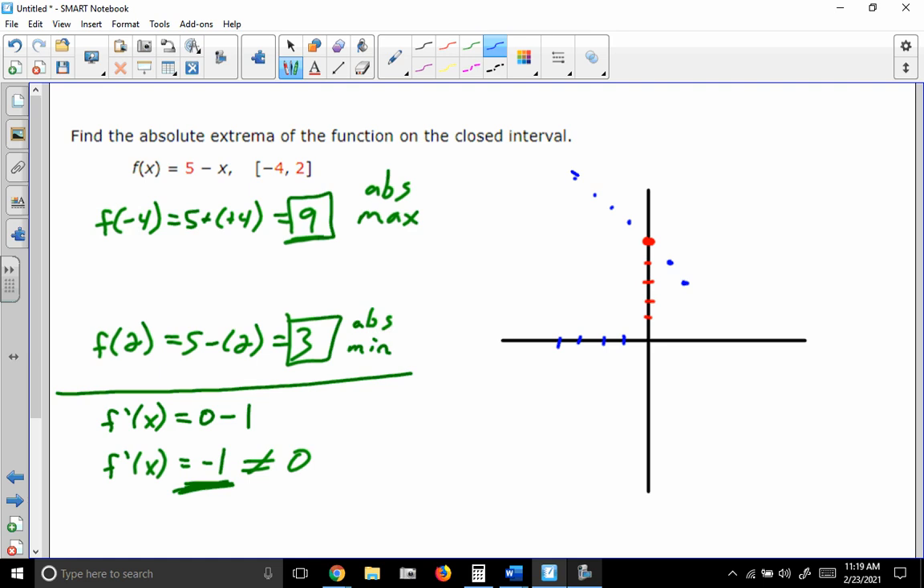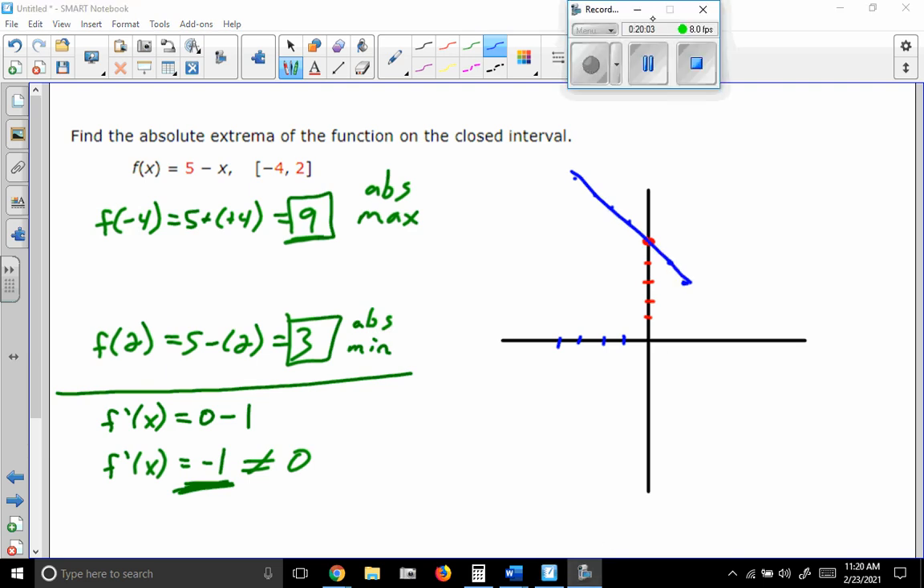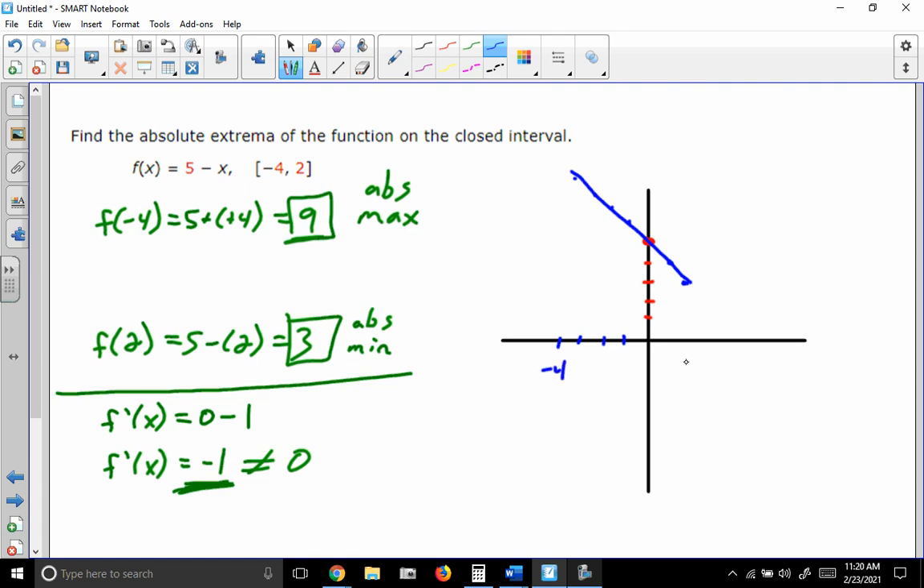So our straight line looks like this. So we said it's a straight line that goes from -4 over to 2. Notice the left side is the highest point. X is -4, y is 9. And the right side is the lowest point when X is 2, y is 3. So absolute maximum, absolute minimum in that interval.